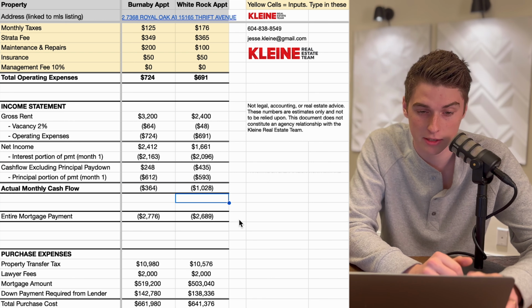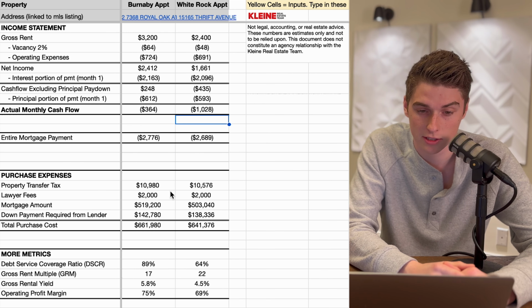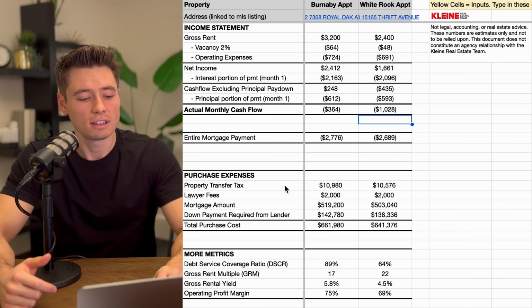But I'll hand this over to Jesse. We're going to get more into nitty-gritty numbers for how you can analyze whether or not this is a good investment. Sure. So you can see the purchase expenses here.